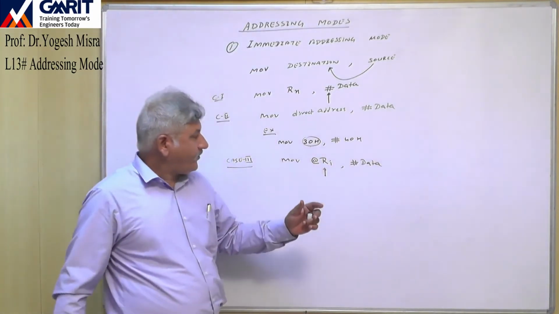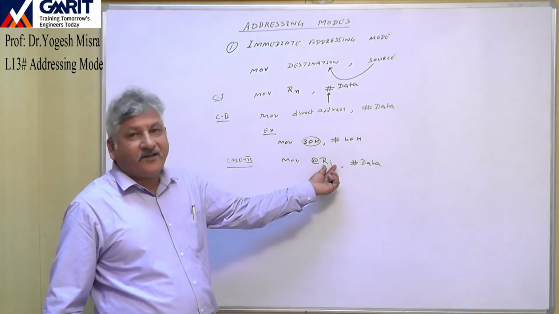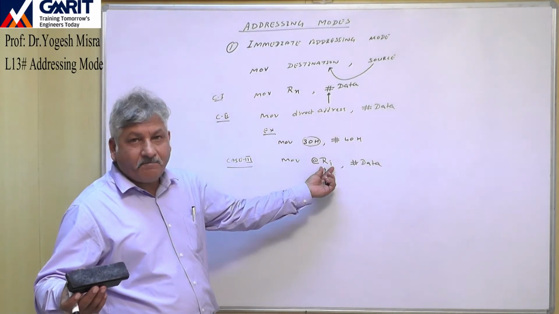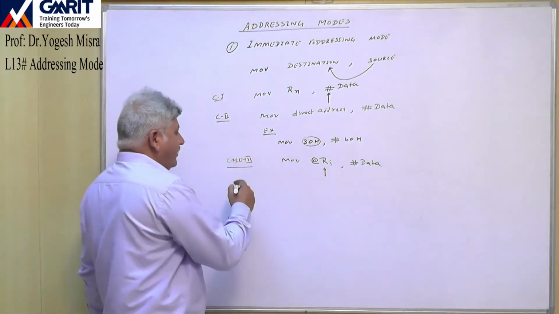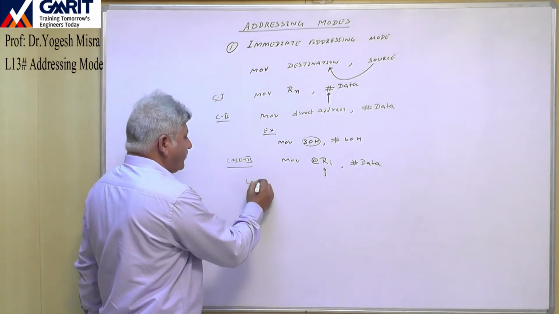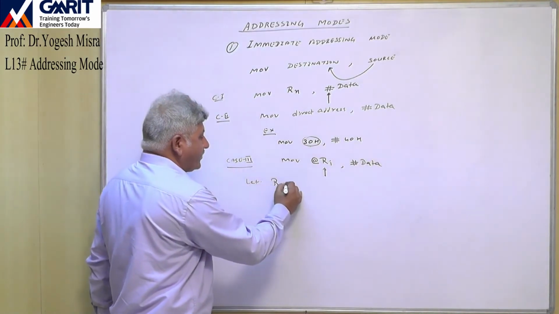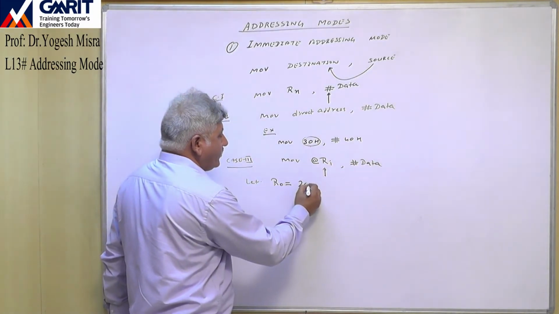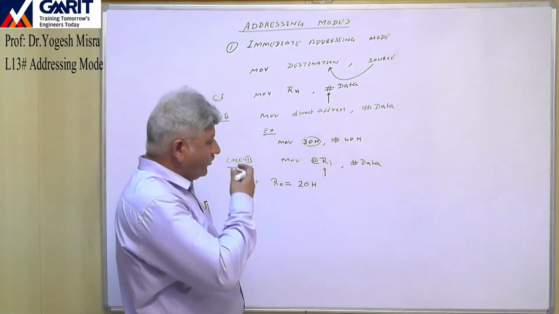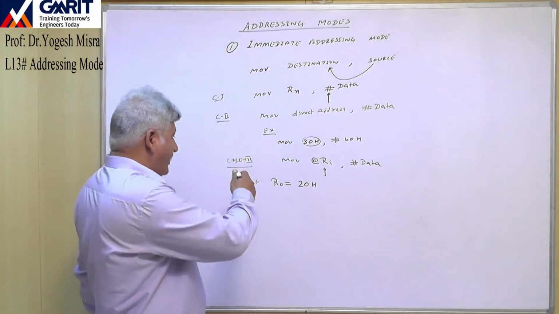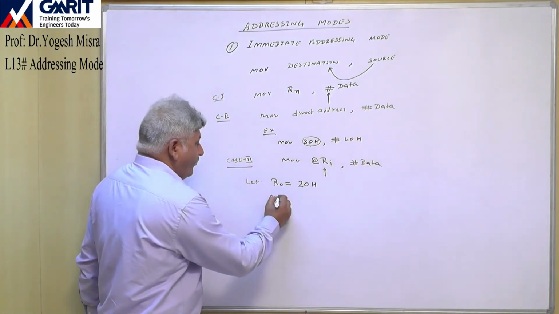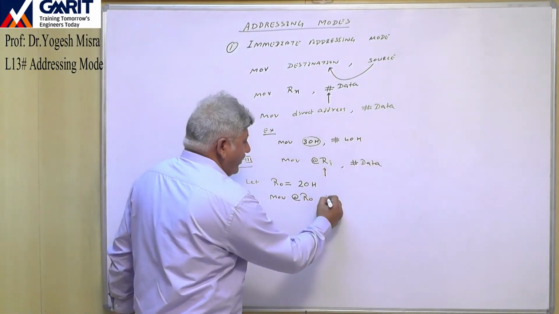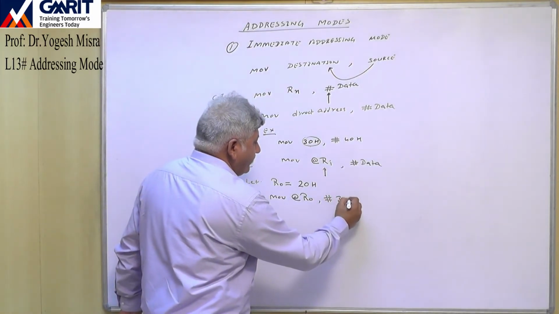Here the content of this register points to the memory address. For example, I will take one example. Let us assume the value of R0 register is 20H. 20H is the part of R0 register. And we have written this instruction, MOV @R0, #30H.